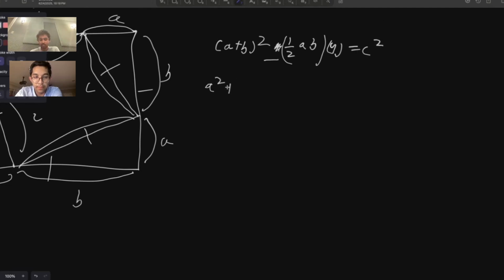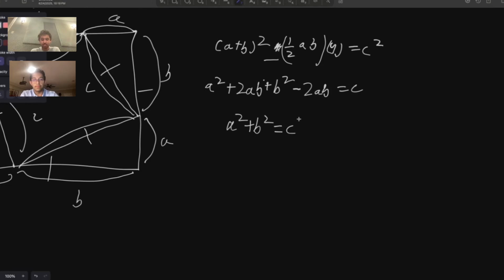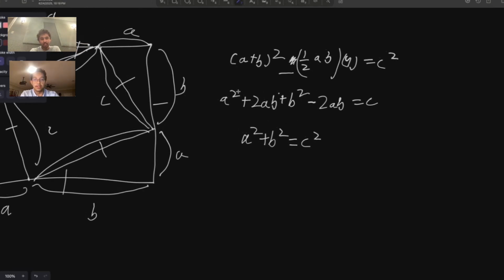So (A plus B) squared minus half AB times 4 is equal to C squared, right? Or A squared plus 2AB plus B squared minus half AB times 4, which is 2AB, is equal to C squared, or A squared plus B squared equals C squared. Does that make sense? Oh, yeah, that makes sense.